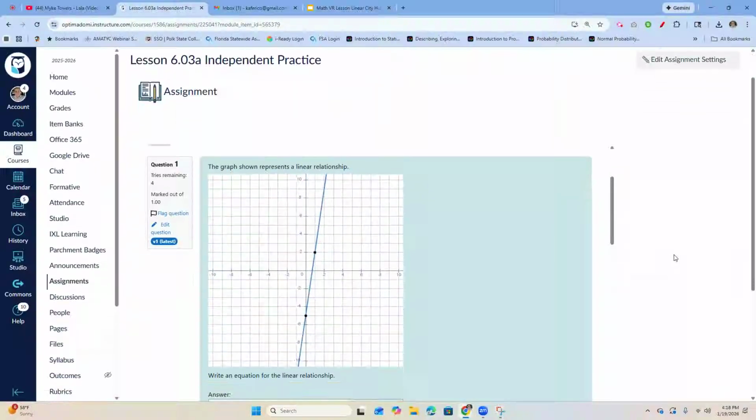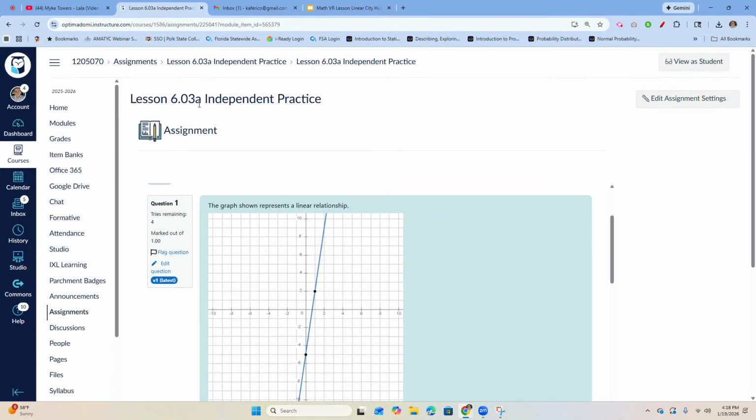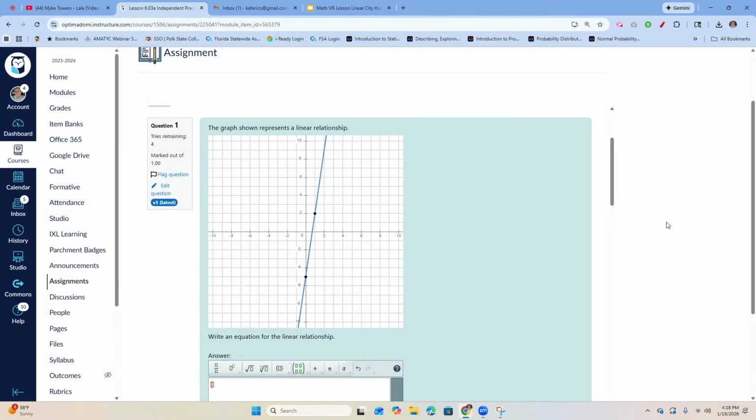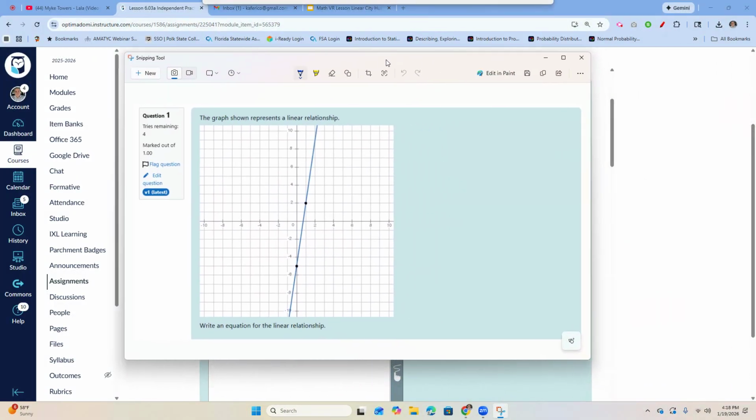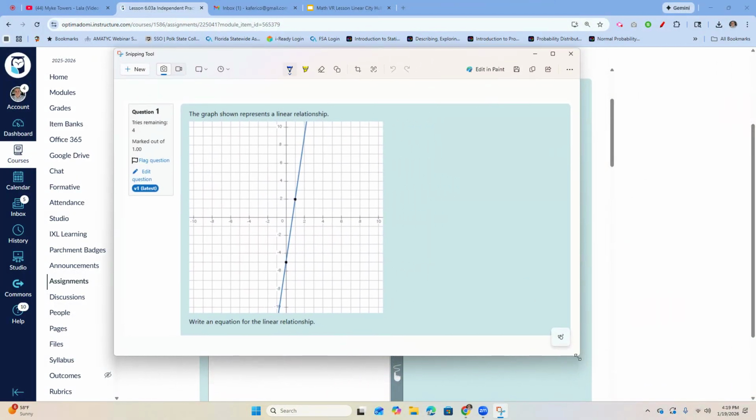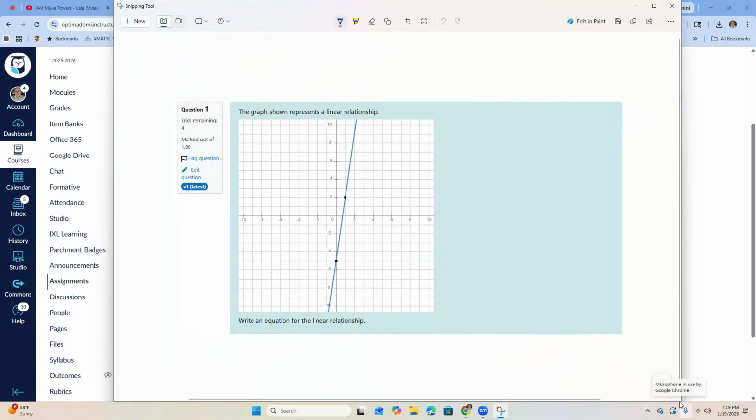All right, here is how you do lesson 6.03 independent practice. Here we are given a graph and we're going to find the equation of the line that makes that graph. So here is what you're going to be doing. Basically, all these lines can be made by the equation y = mx + b.